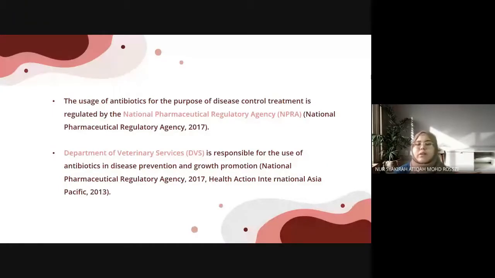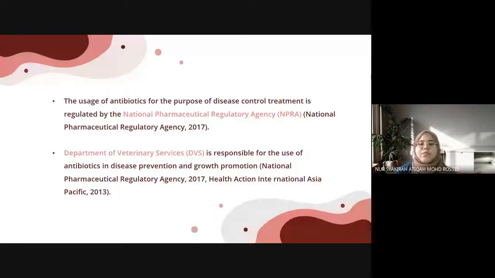So, antibiotic use in livestock in Malaysia. In Malaysia, the usage of antibiotics for the purpose of disease control and treatment is regulated by the National Pharmaceutical Regulatory Agency, NPRA, under the Ministry of Health Malaysia, while the Department of Veterinary Services is responsible for the use of antibiotics in disease prevention and growth promotion under the Ministry of Agriculture.